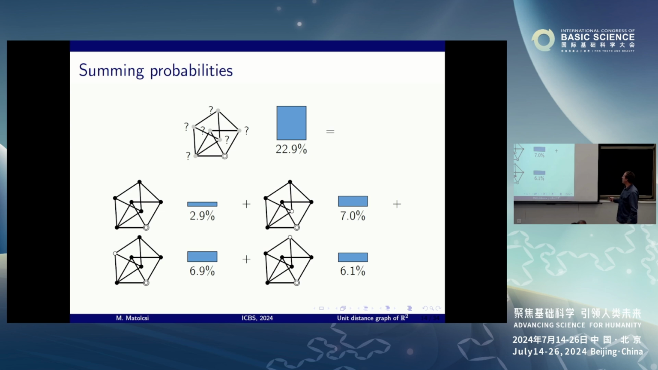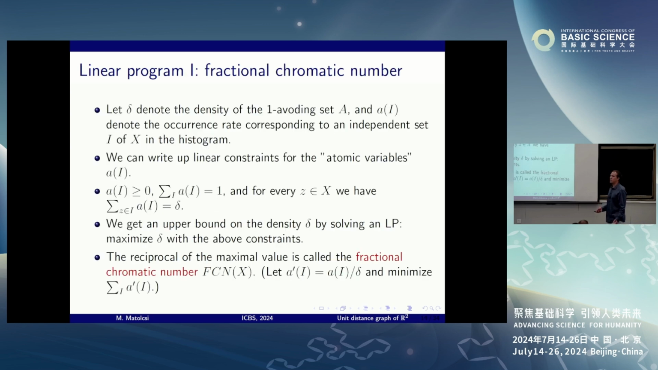So when you add up, you know for sure that the left-hand side is delta, the density of your set. Why? Because this is simply putting a random point on the plane. It will have a chance of delta, the delta meaning the density of the set. So that's on the left-hand side. And on the right-hand side, well, I'm not sure about these numbers, but they have to add up to exactly delta, right? And all this gives rise to a linear program.